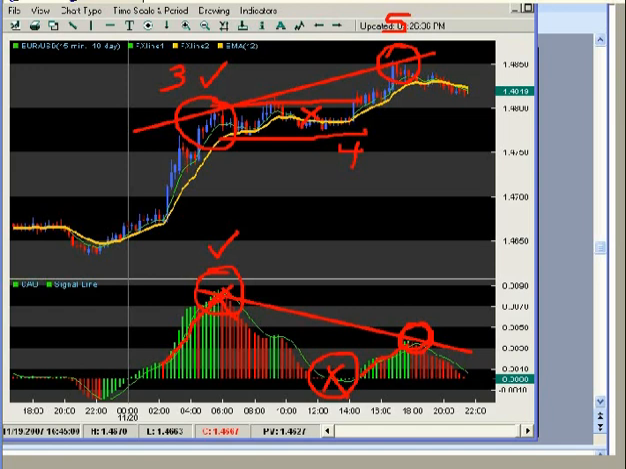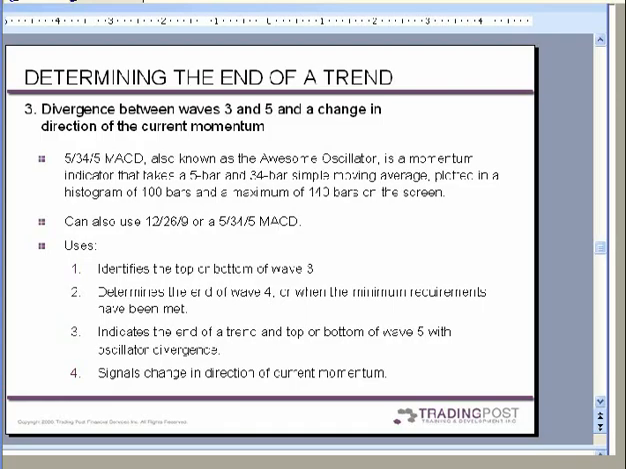Let's go back to the summary page. 1, it identifies the top or bottom of wave 3, and that's the peak in the awesome oscillator. 2, it determines the end of wave 4, or when the minimum requirements have been met, and that's when the awesome oscillator goes down to the 0 line.